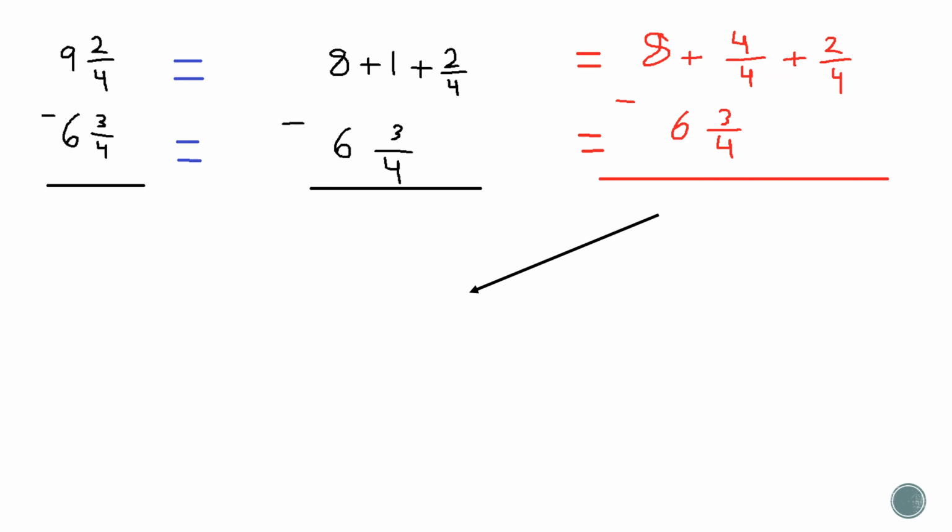Now I can add the two fractions together to give me 8 and 6 over 4 minus 6 and 3 over 4. Finally, I can subtract the fractions together and the whole numbers together to come up with the final answer, which is 2 and 3 over 4.